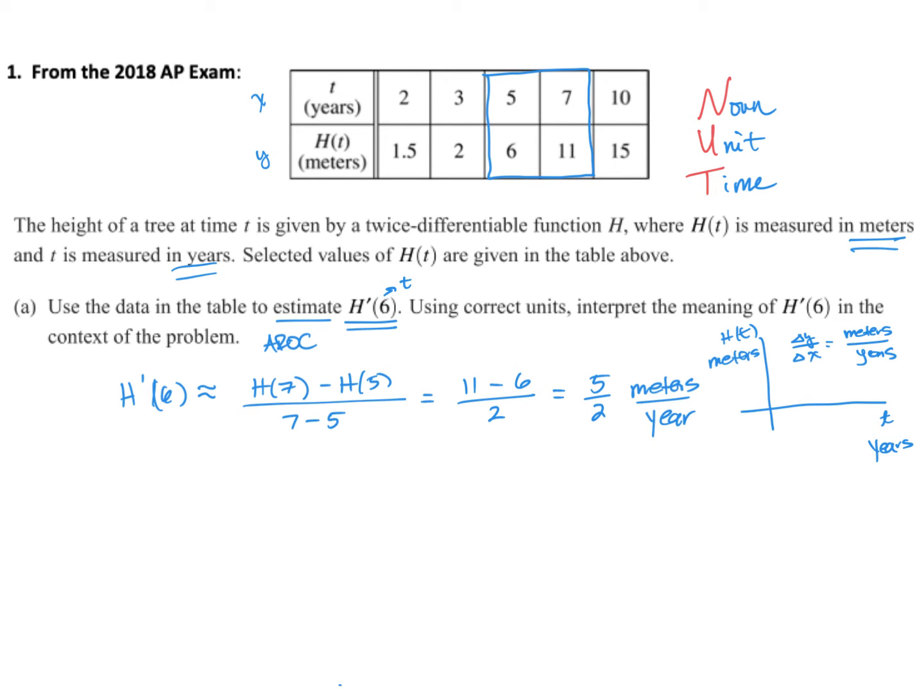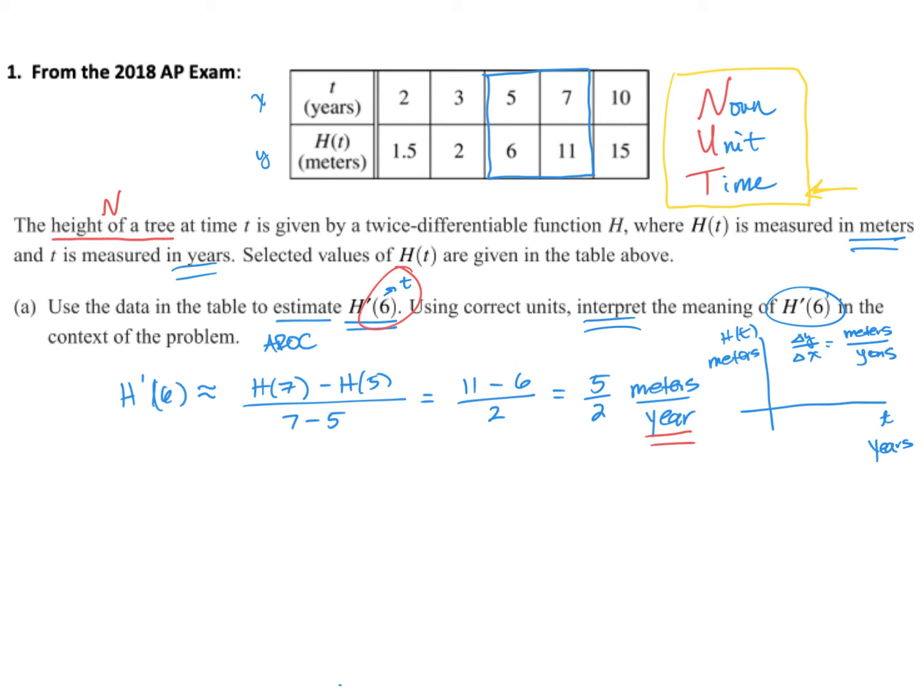So now that we have estimated it, we want to interpret the meaning of h prime of 6 in the context of the problem. So basically, what are we actually talking about? Now, don't forget our famous little mnemonic, which is noun, unit, time. And this will just help you not to forget things. A lot of people forgot the time last time. So let's first identify the noun. In this problem, we're actually talking about the height of the tree. So the height of the tree is going to be our noun. And we already know our units right here. And our time is already here. So all we have to do is put it together.